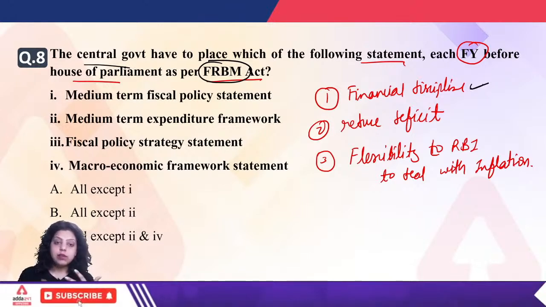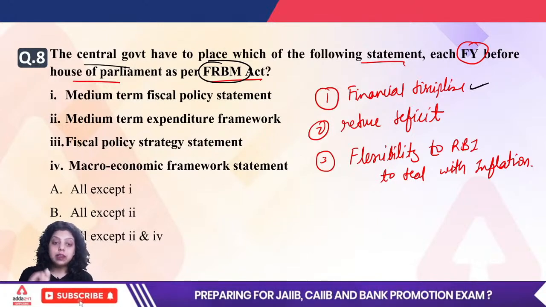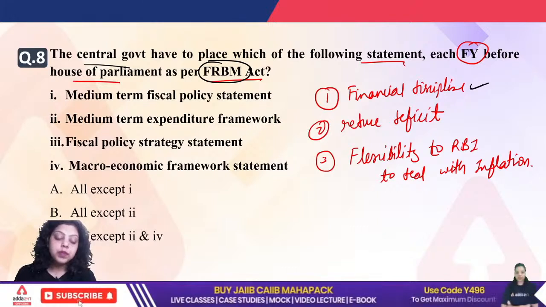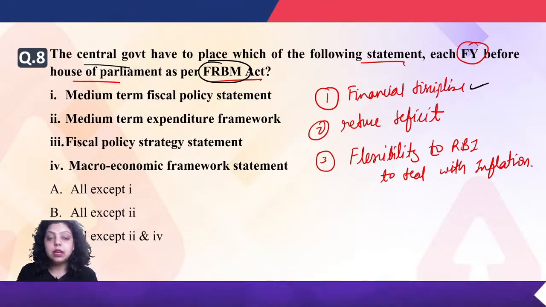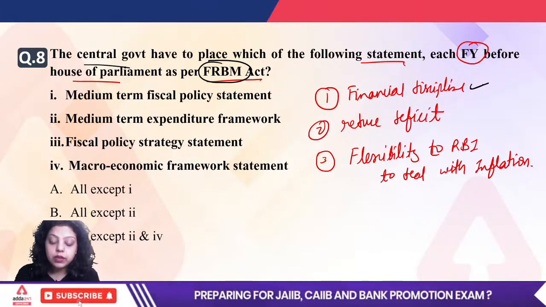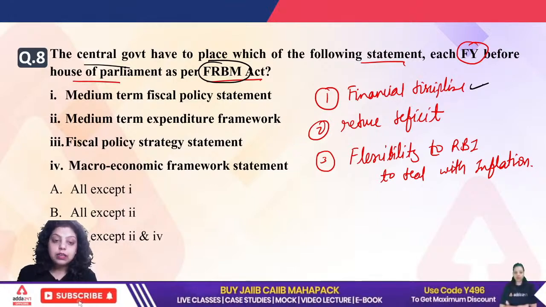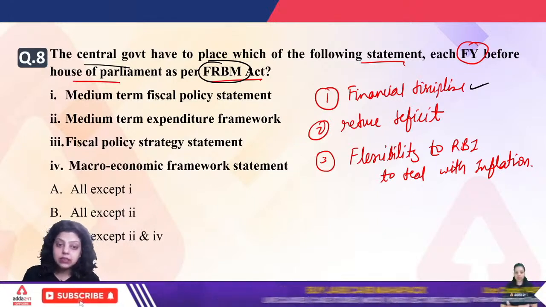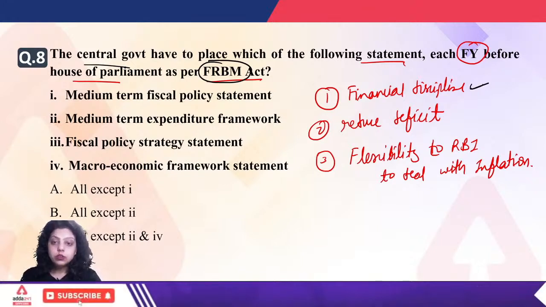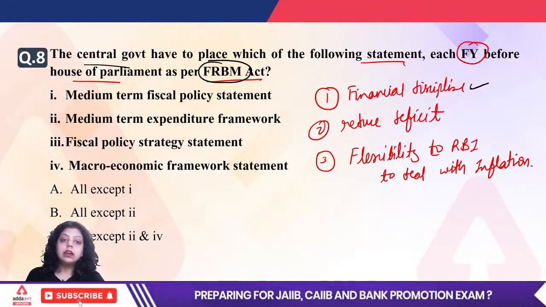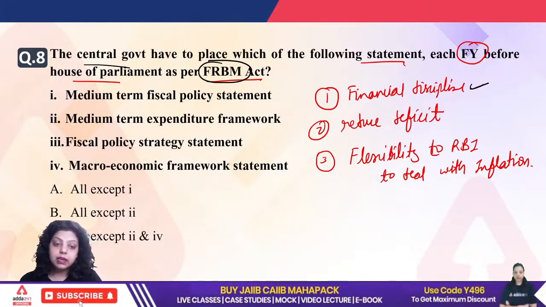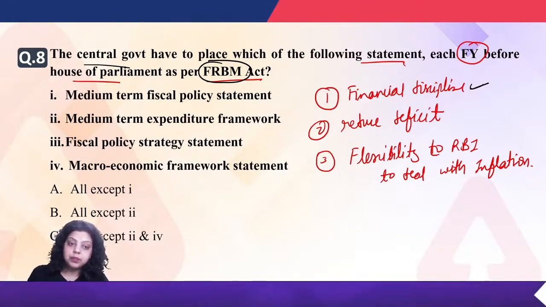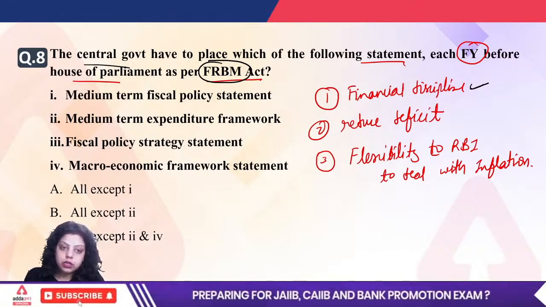You have to repay that loan, and the interest payment will also be a burden on the government. So to maintain financial discipline in the country, and to limit the government of India from taking loans from foreign countries, or from RBI, or from any other method, we have introduced the FRBM Act. It is said that the government of India has to present all the 4 documents before Parliament before presenting the union budget. All are true, so the right answer will be option D.